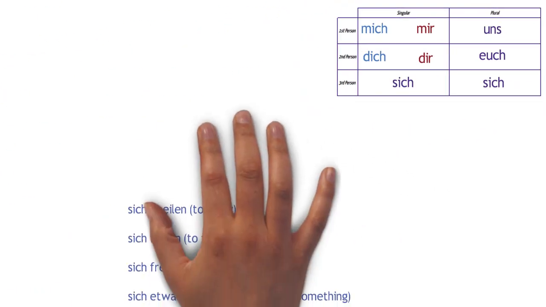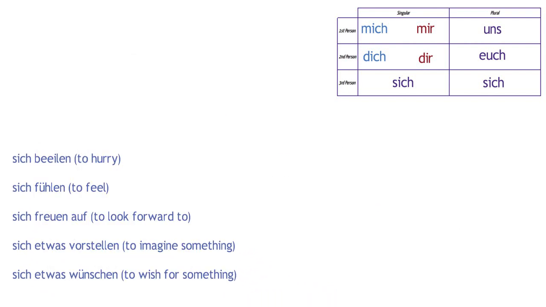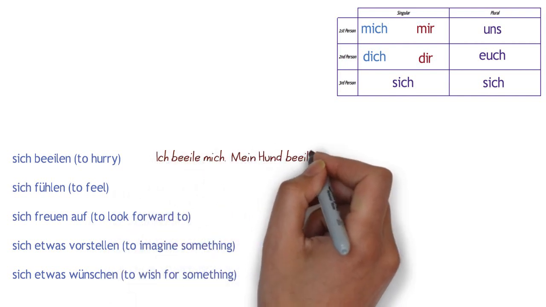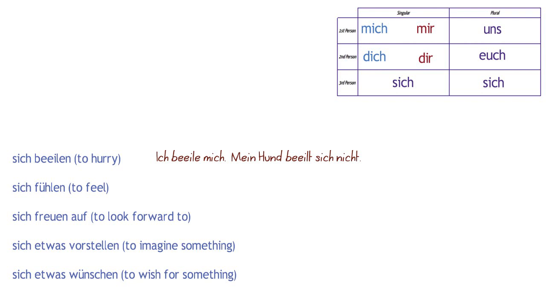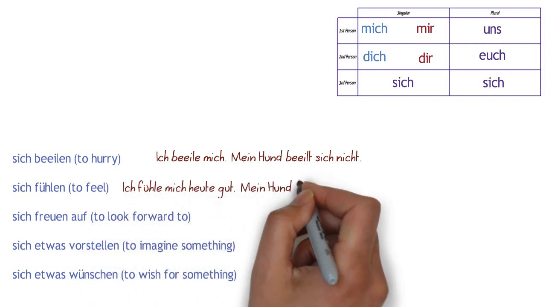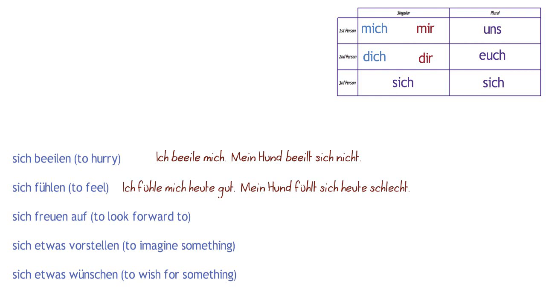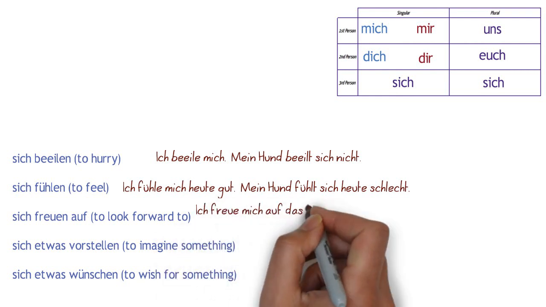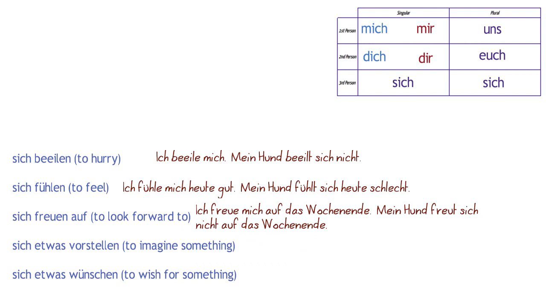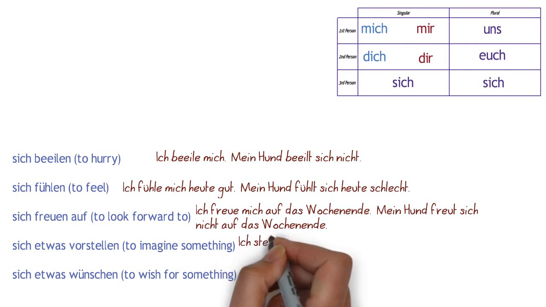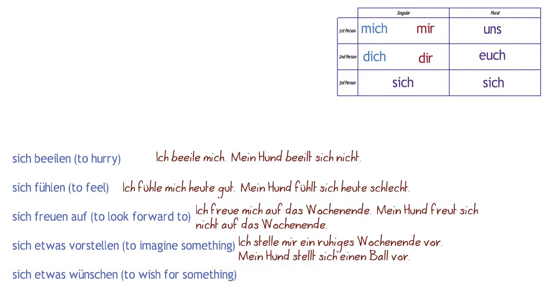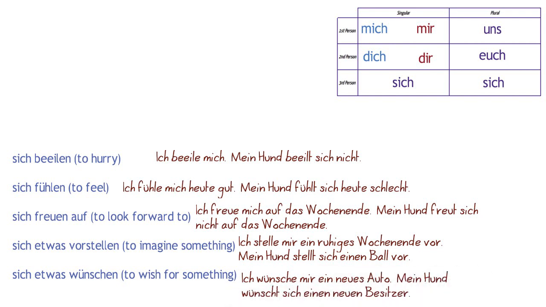So far, we've seen some verbs where it makes pretty intuitive sense to English speakers to use reflexive pronouns in the first place. But now we're going to get to some verbs where it makes much less sense to English speakers to use a reflexive pronoun. Sich beeilen, sich fühlen, sich freuen auf, sich etwas vorstellen, sich etwas wünschen. If you translate any of these sentences to English, you probably don't actually need a reflexive pronoun at all. I guess you could say, I hurry myself along, but it's not absolutely necessary. This takes a lot of getting used to, but the more often you see and hear these verbs, the more it becomes a habit and just starts sounding natural.